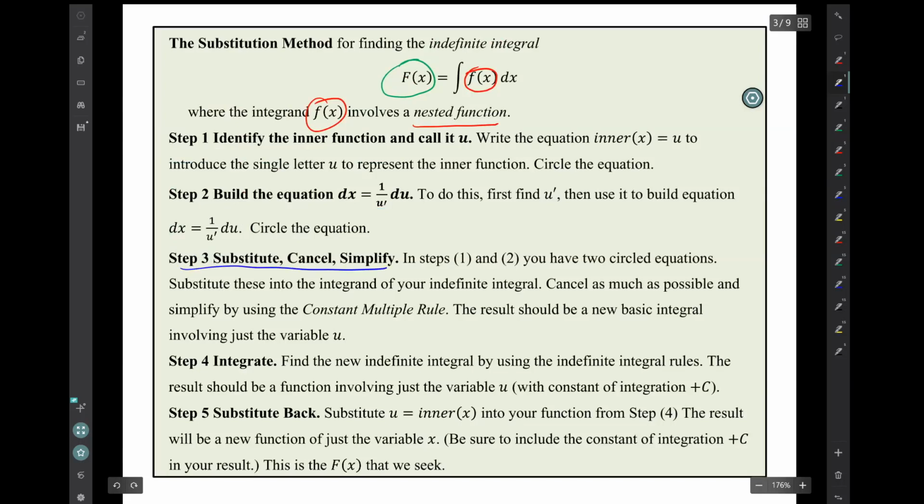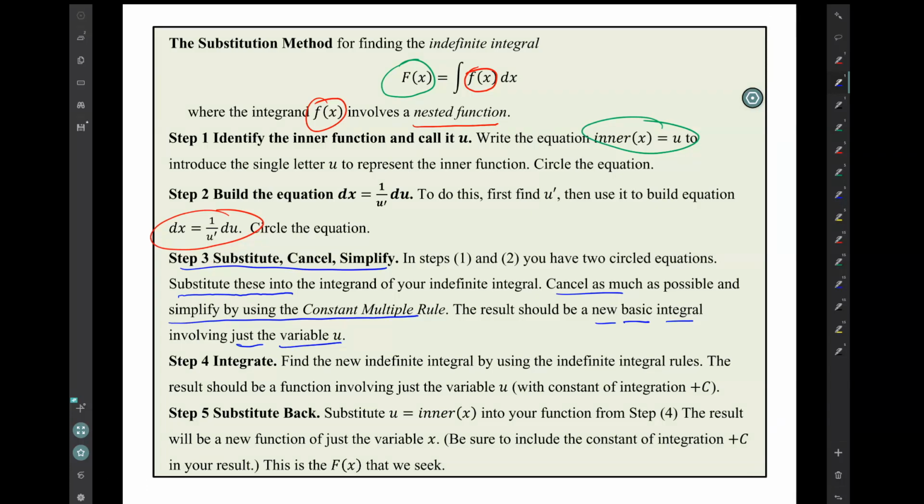Step 3 is substitute, cancel, simplify. In steps 1 and 2, we have 2 circled equations. Substitute these into the integrand of our indefinite integral, cancel as much as possible, and then simplify by using the constant multiple rule. The result should be a new basic integral involving just the variable u. So substitute, cancel, simplify.